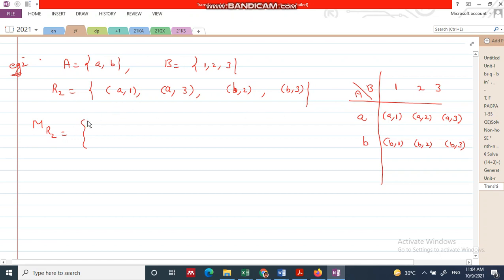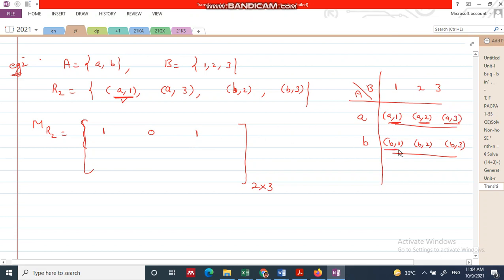Now, what is the matrix representation of this? Clearly this is a 2 cross 3 order matrix, because here you have only 2 rows and 3 columns. Do we have the first element in the relation? Yes, here we have it, so this element is 1. Next, do we have (a,2)? No. The next element is (a,3), so this element we have here.